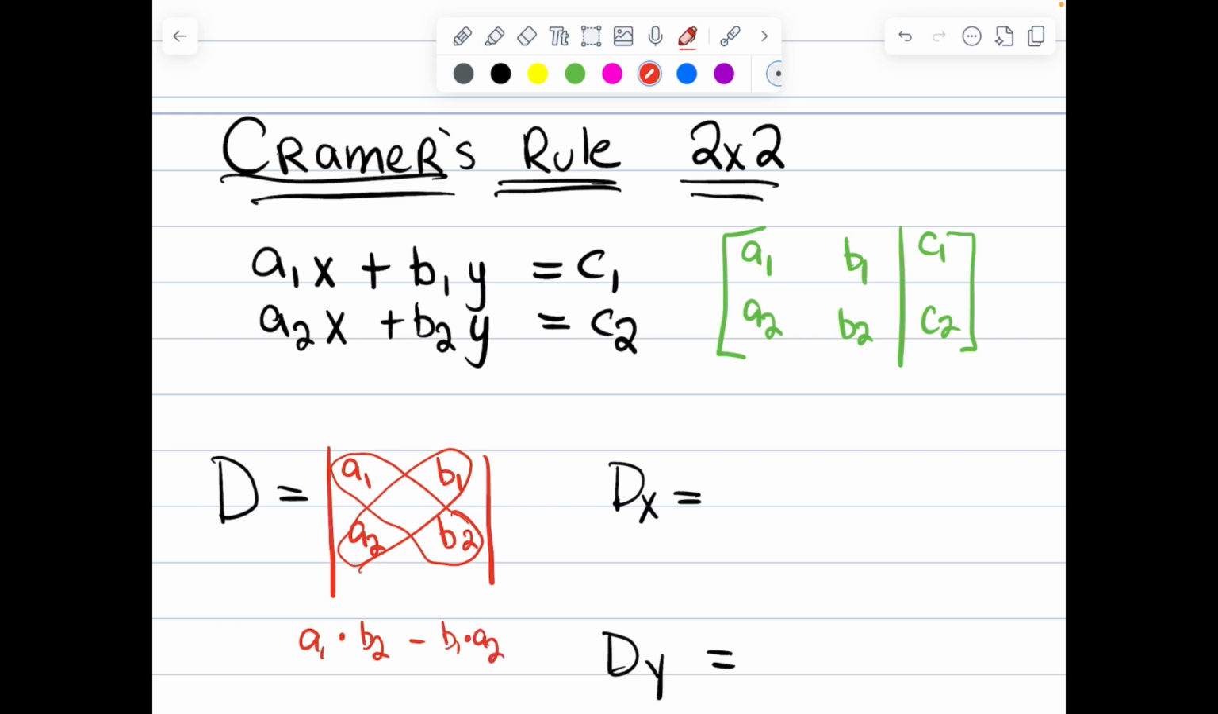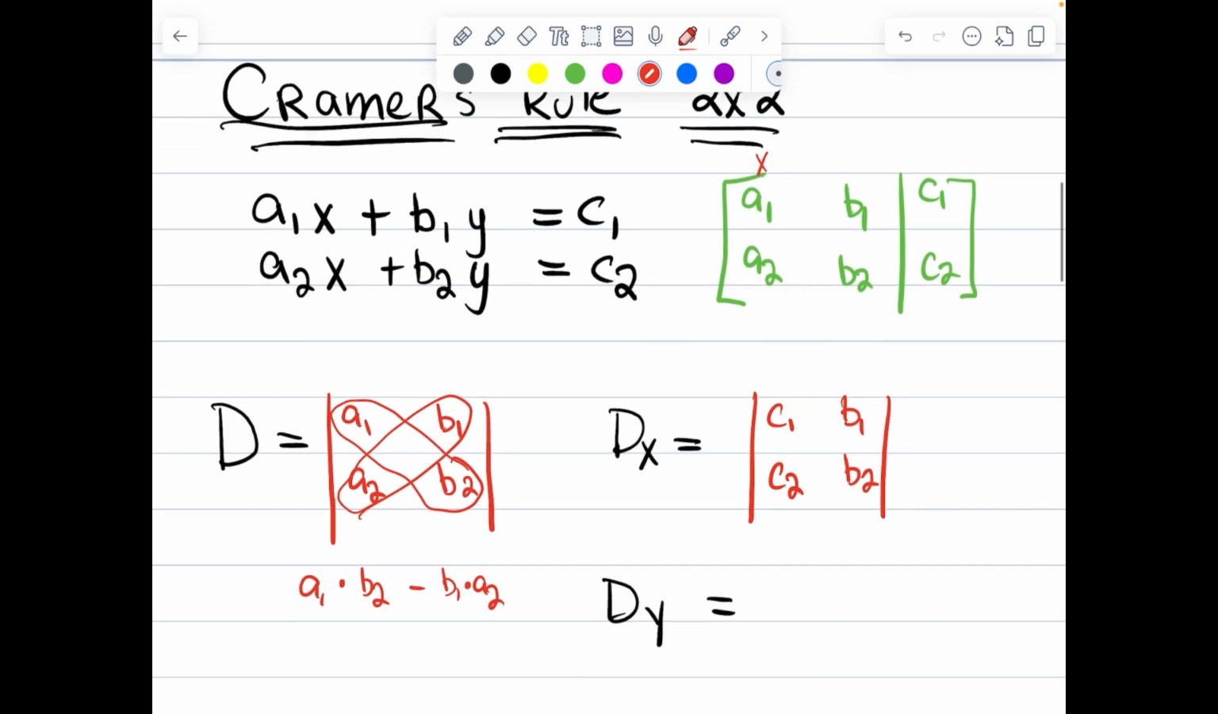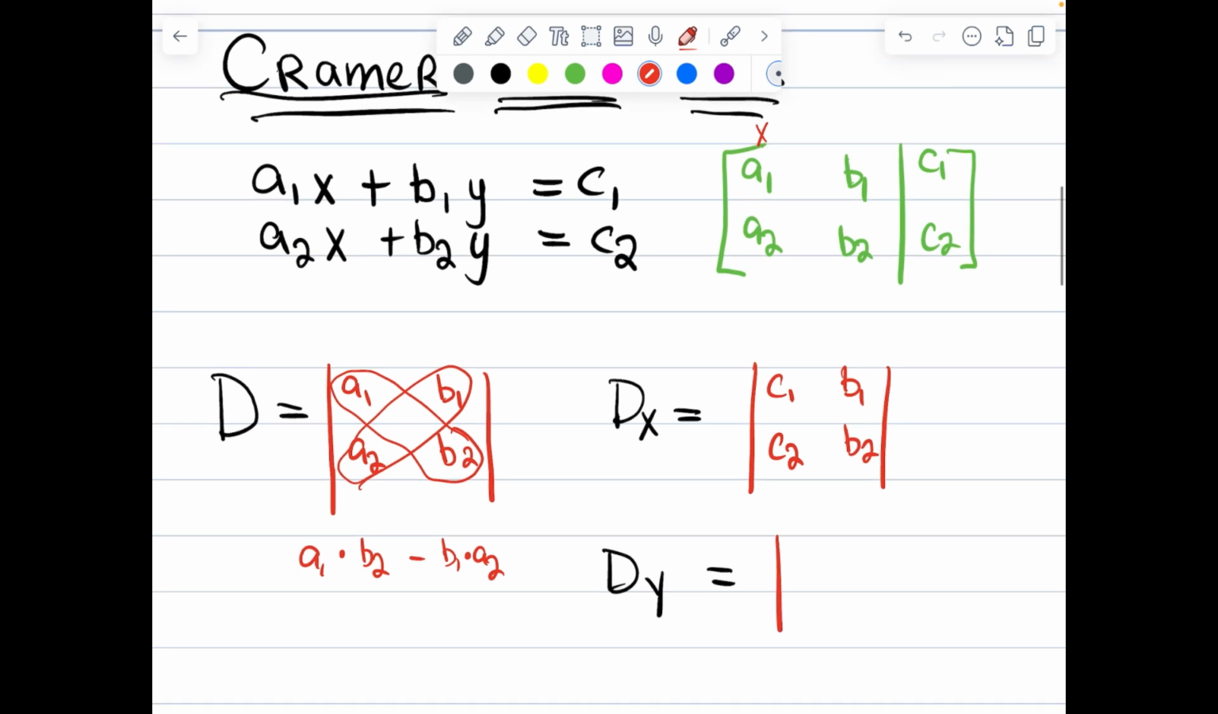Okay, but when we're finding our dx, it's still going to be a 2 by 2 here. But basically, if we're finding dx, that means that we're not writing what would normally be in our x column. We're not going to write A1, A2. What we're going to replace it with is C1, C2. So this is C1, C2. And then we'll write what's in the y column. So that's B1, B2.